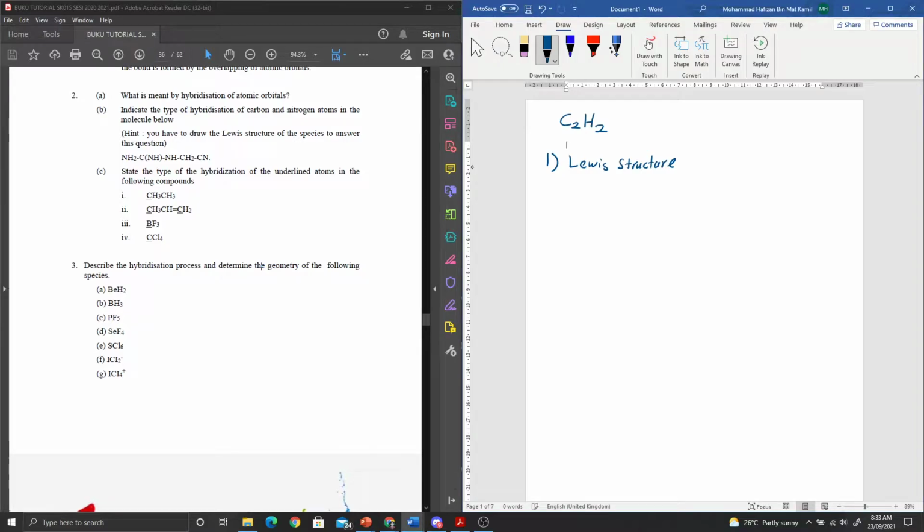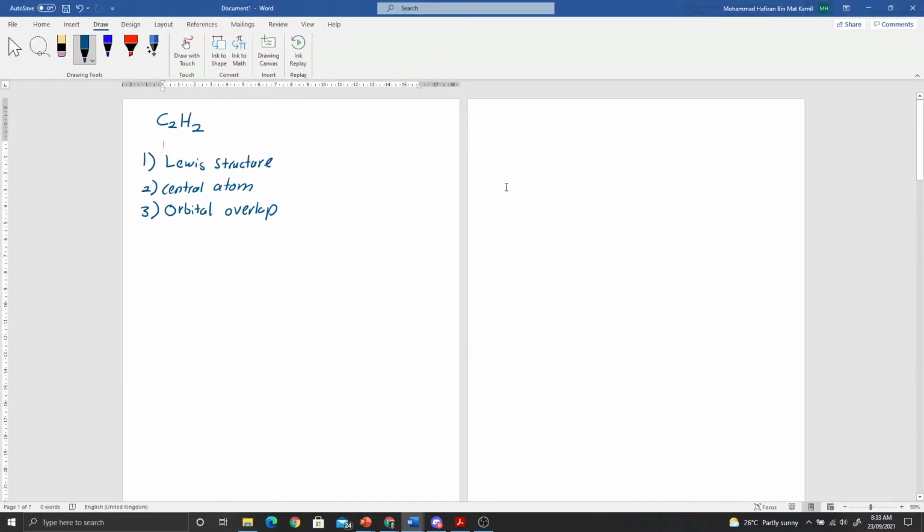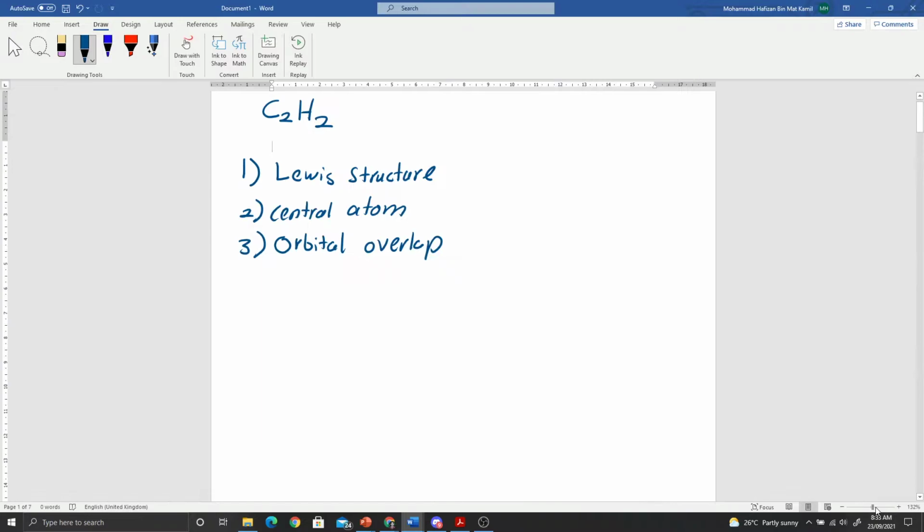Okay, and then you look at its central atom. And finally, the third part to answer the hybridization process: to describe the hybridization process, you have to state the orbital overlap. Okay. Sometimes the question is not only just describe the hybridization process. It will be separated: this is question A, and then question B asks you to describe its central atom, and 3 asks you to show the orbital overlap.